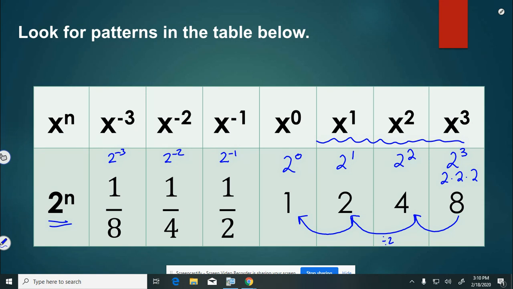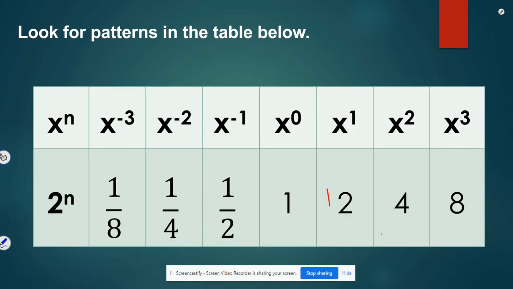And if we continued into my dividing pattern, 1 divided by 2 is a half. A half divided by 2 is a fourth. And a fourth divided by 2 is an eighth, right? So that's how we would apply a negative exponent. It is the reciprocal of what the positive exponent would give you. So let's take a look at some more examples and fill out some more of this table.